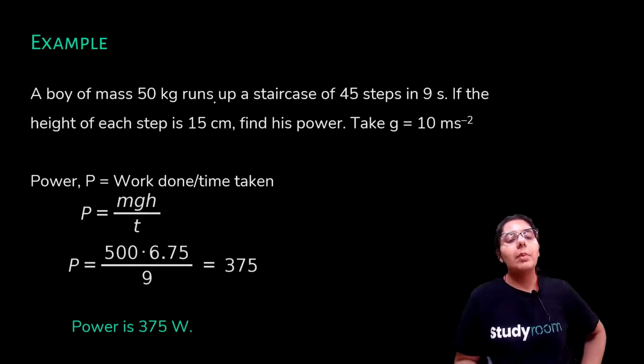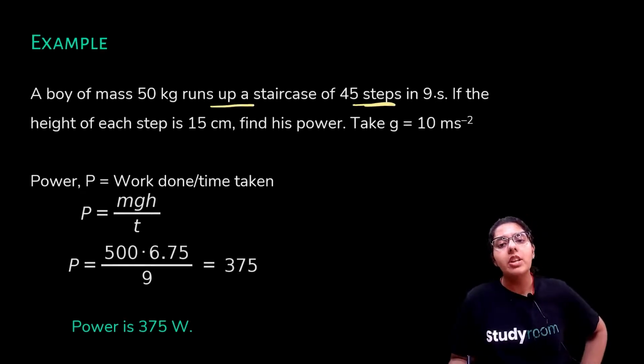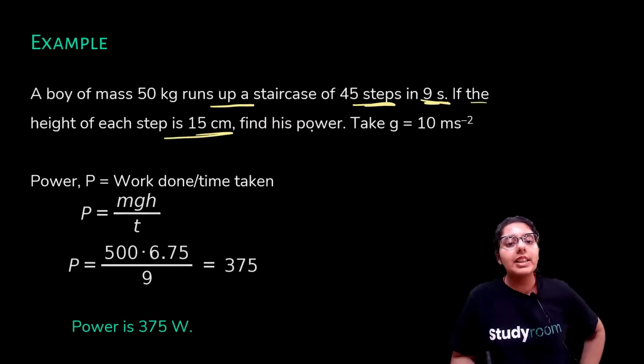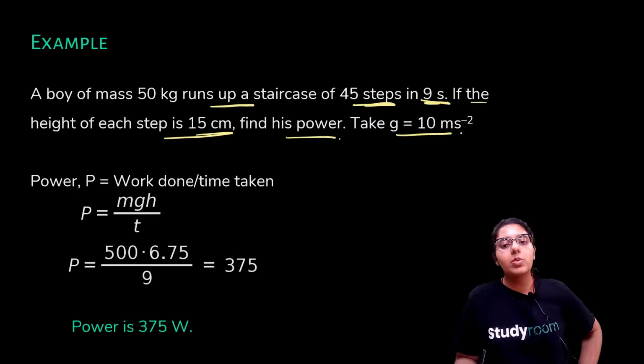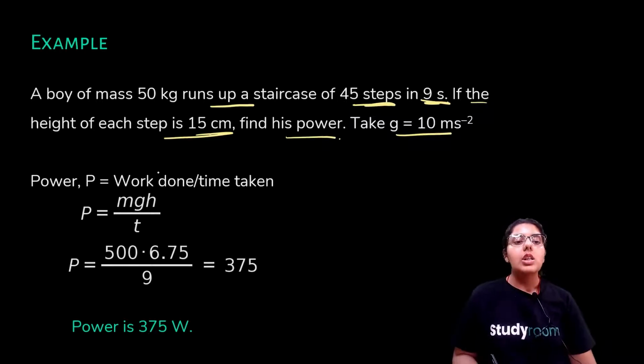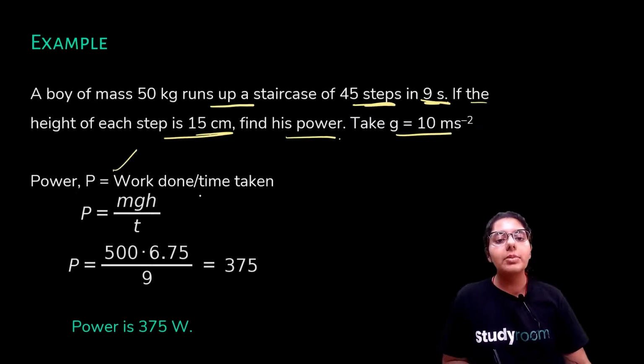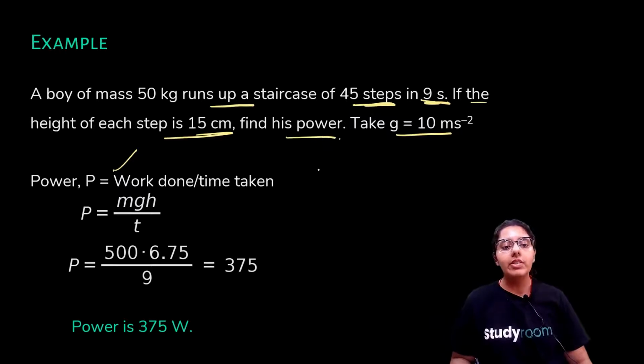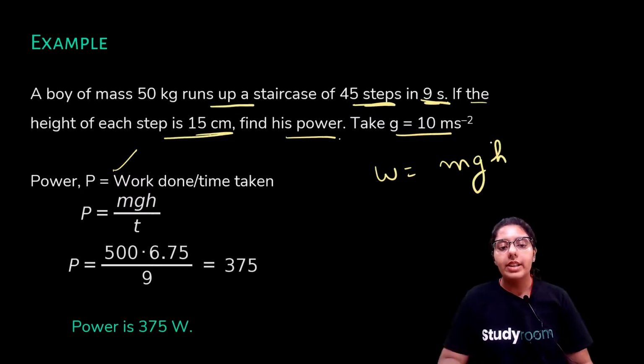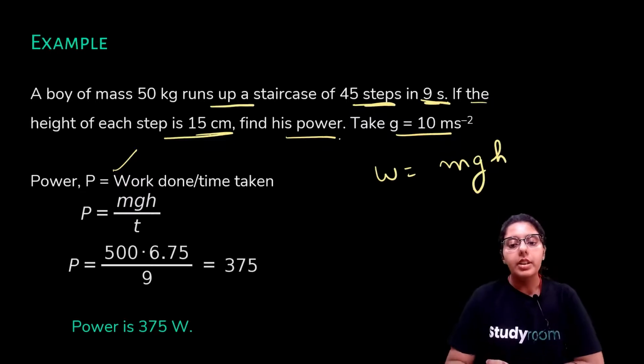Let's do one example. A boy of mass 50 kg runs up a staircase of 45 steps in 9 seconds. If the height of each step is 15 centimeter, find his power. Take g equals 10 meter per second squared. So we know that power is work done upon time taken. Firstly, we'll calculate the work done. Work done is equal to mgh, correct?